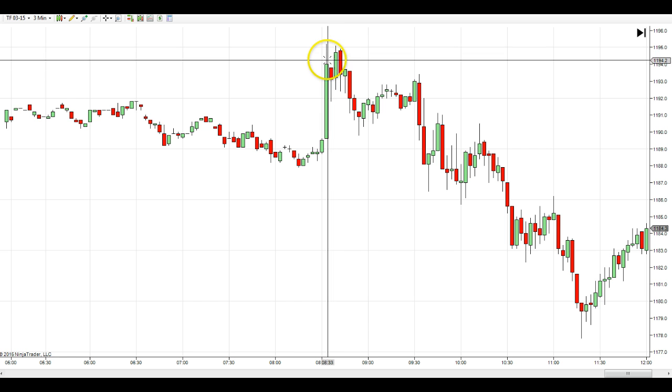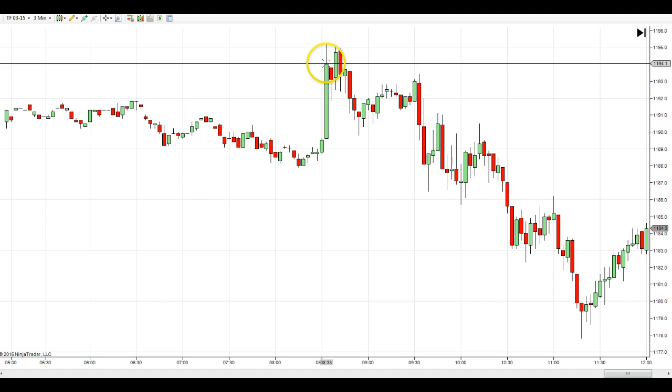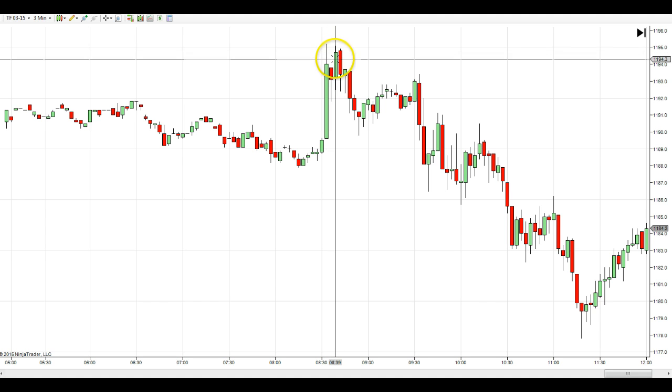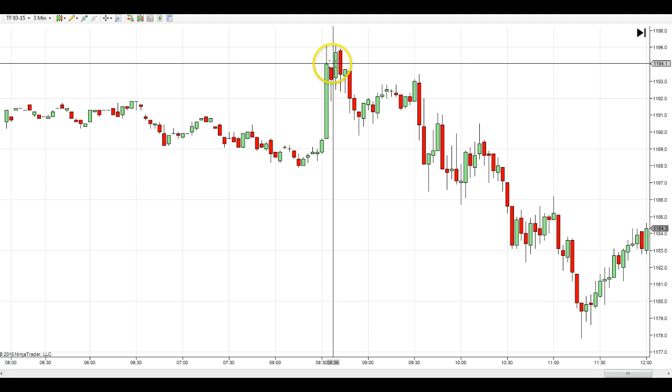Now, these wicks that you see on all of these candles, this was the range. It could have gone up here and down here, but it did not close up here. It closes at the actual body of the candle.